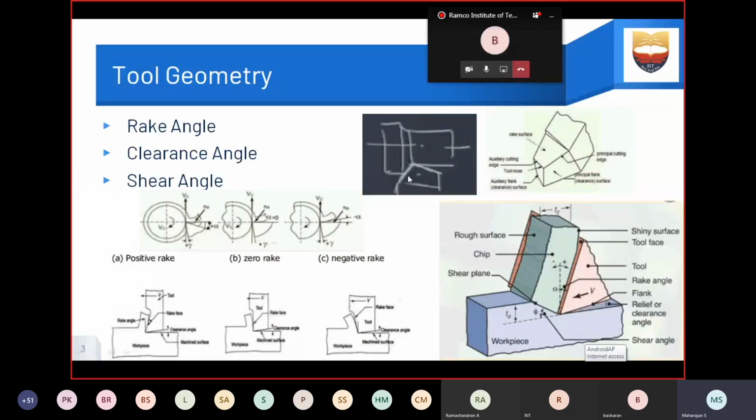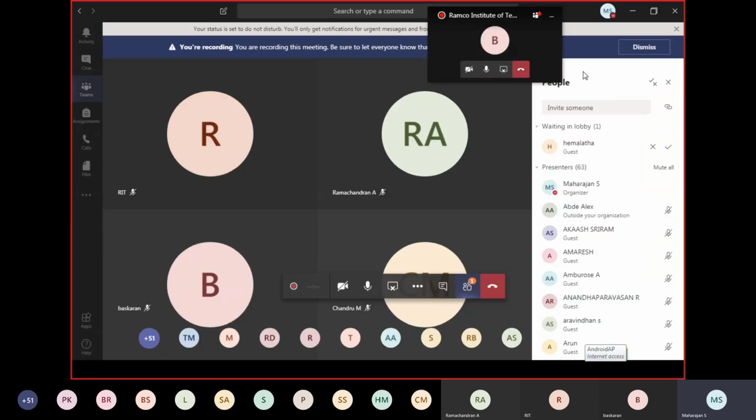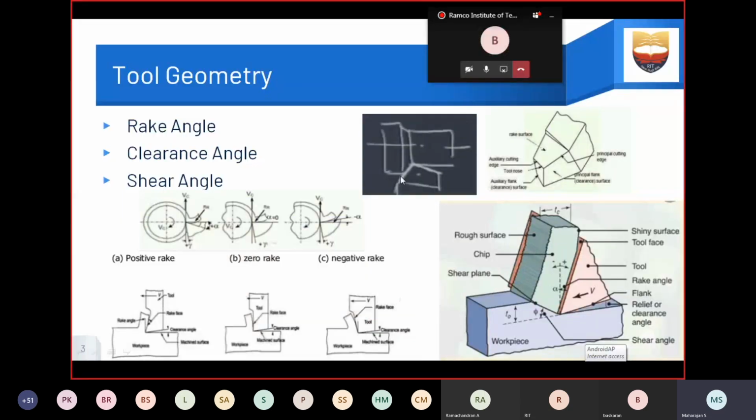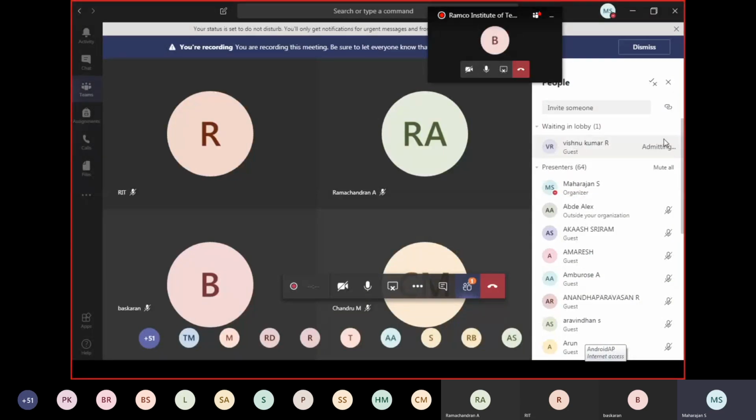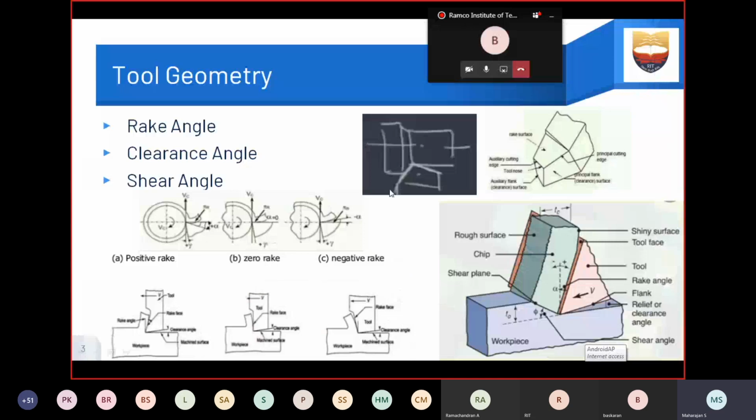So this is an auxiliary cutting edge. This is a principal cutting edge. The angle between the edge of the workpiece and the edge of the tool is called the principal cutting edge angle. This is the auxiliary cutting edge angle.